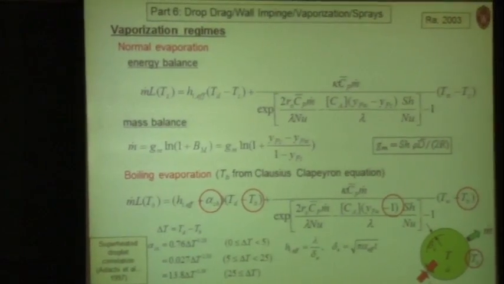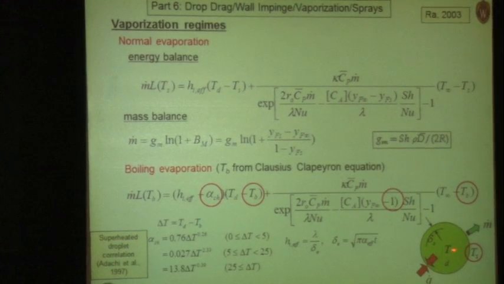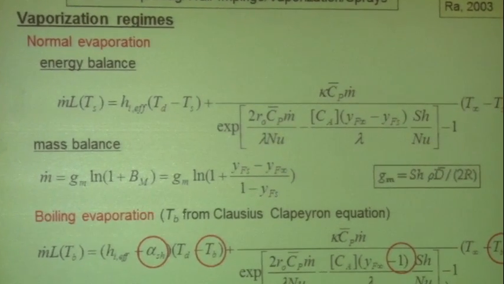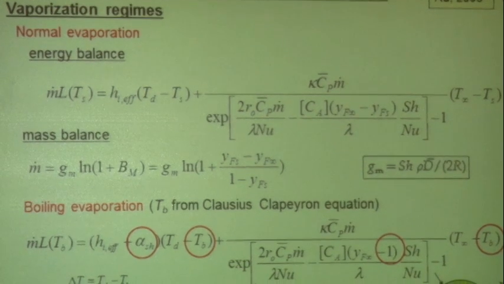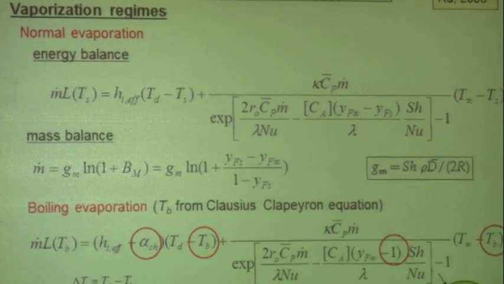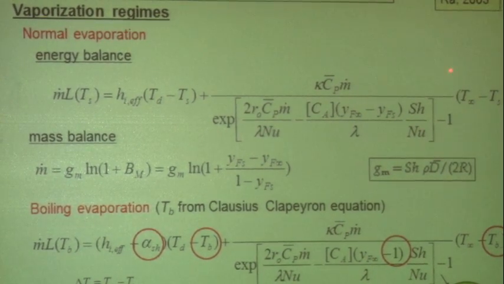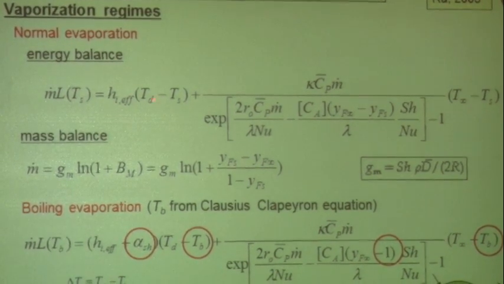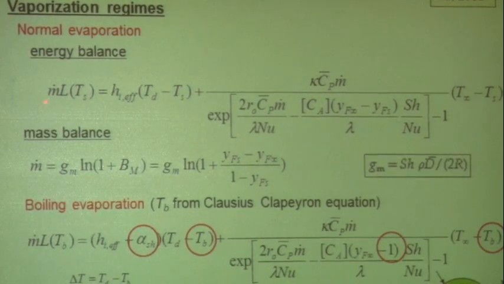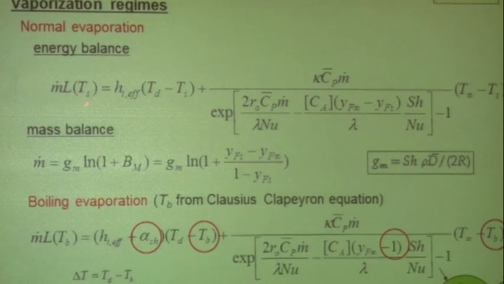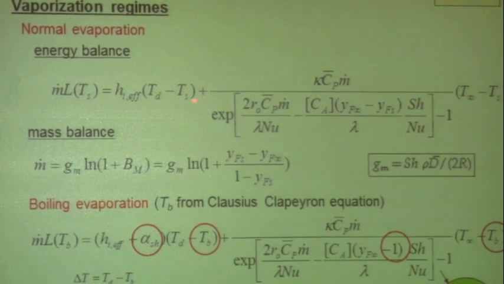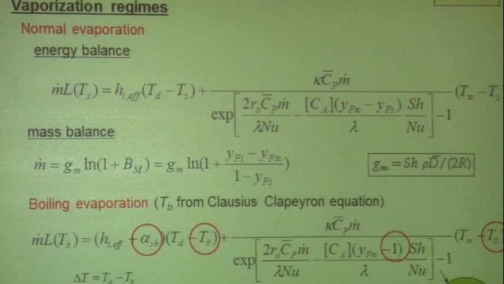Okay, here are the vaporization models that we currently use. Here's our droplet. It has two temperatures, the drop temperature and the surface temperature. We're interested in heat transfer not just from the environmental gas, but also heat transfer within the droplet. This allows you to take care of the superheated drop situation. Basically, we have two equations, the energy balance and the mass balance. The first term on the left here is the mass vaporization rate times the latent heat at the surface temperature. First term on the right-hand side represents the difference between the drop temperature and its surface temperature times an effective heat transfer coefficient.